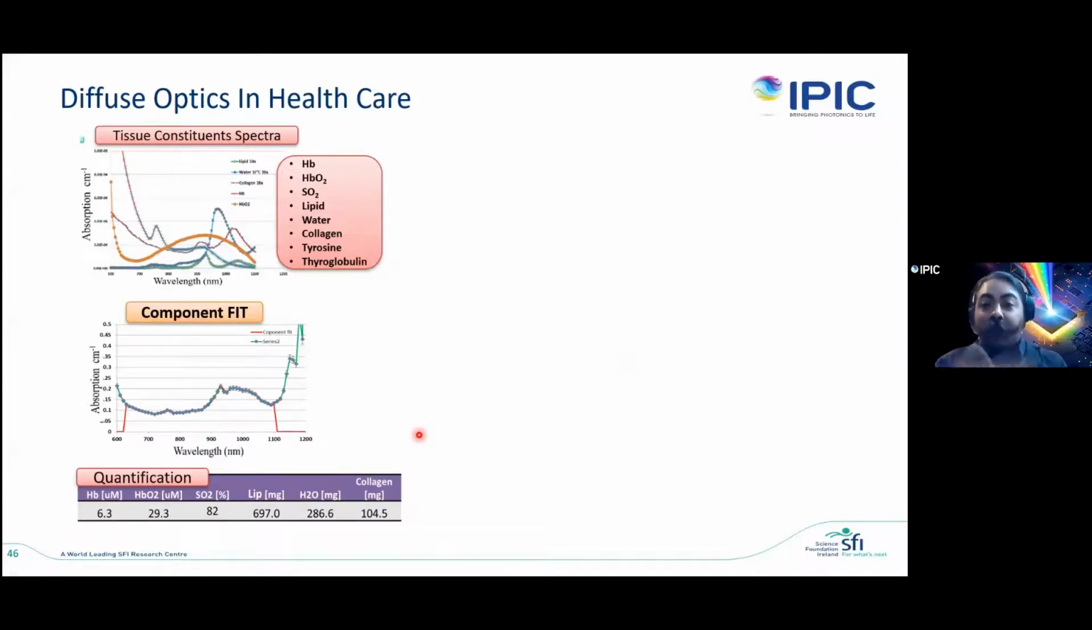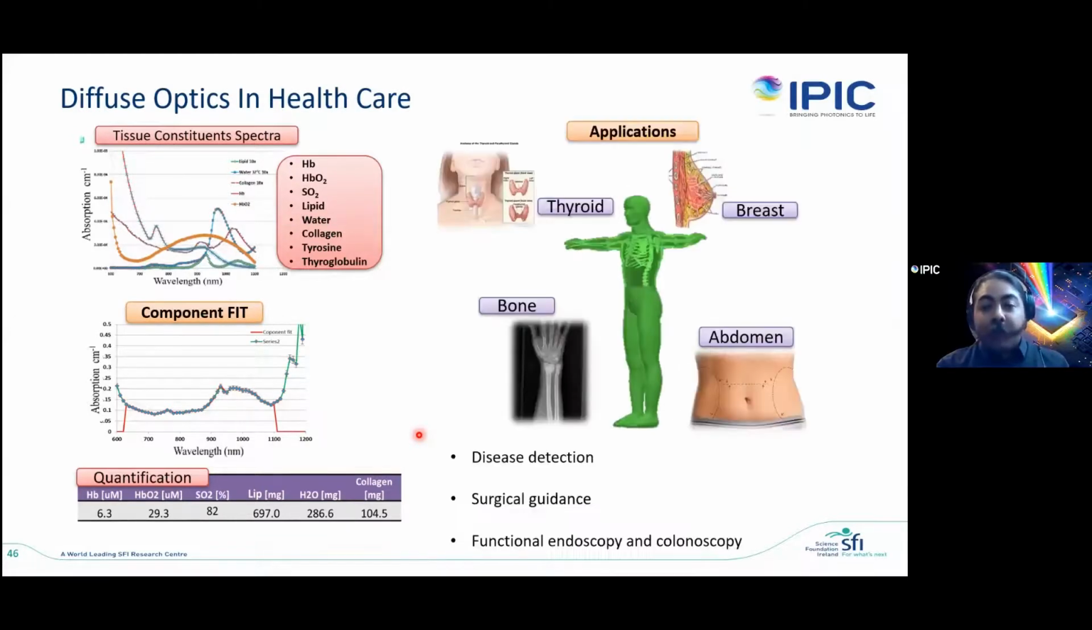At the same time, we can identify the location of certain parts of the tissue, tumors, for example. And this is used in applications all over the body, including thyroid, breast, bone, abdomen, head and neck, gastrointestinal tract, and many other parts of the body. So you have a lot of applications with that, including disease detection, surgical guidance, and functional endoscopy and colonoscopy.